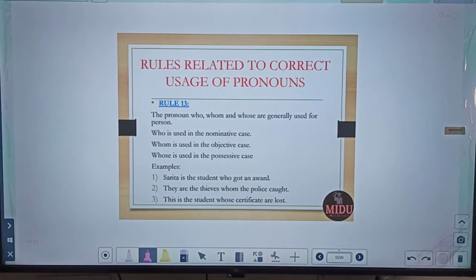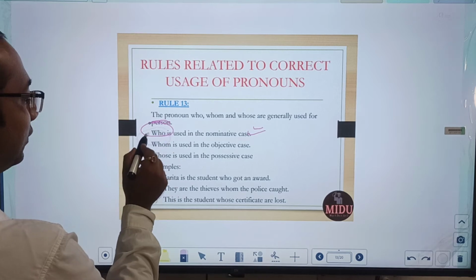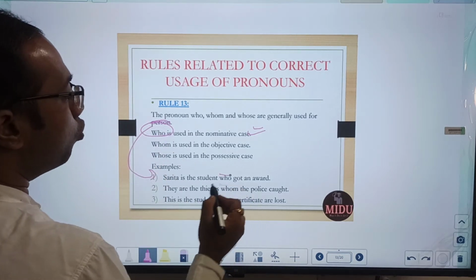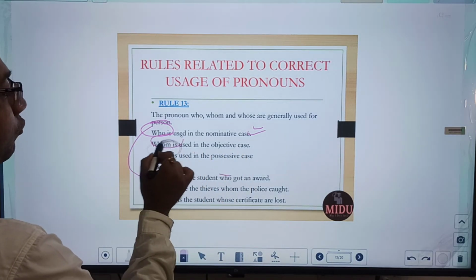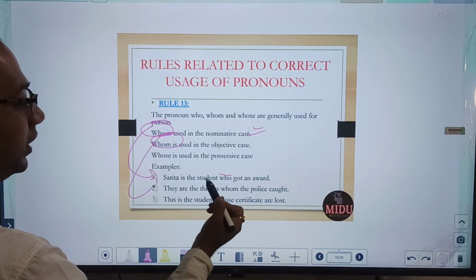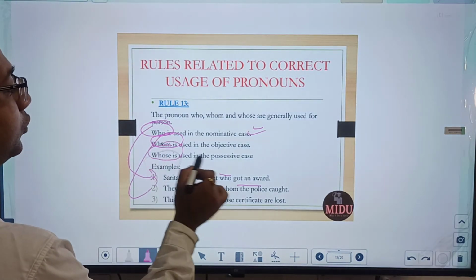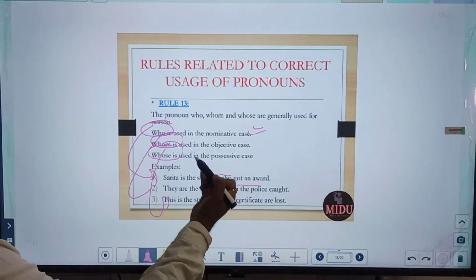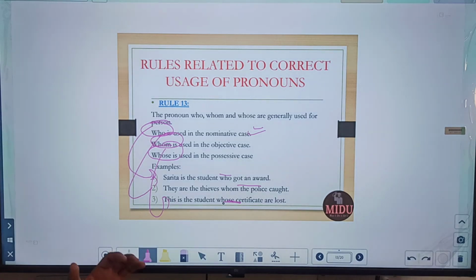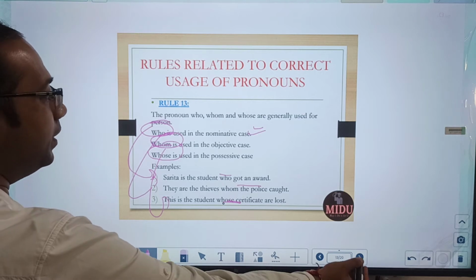The pronouns who, whom and whose are generally used for persons. So who is used in nominative case. Let us see the example. Sarita is the student who got an award. So nominative case referring to Sarita, use who. Whom is used in objective. They are the thieves whom the police caught. So here it is objective case, we will be using whom. Whose is used in possessive. This is the student whose certificate. Possession, use whose. So who, whom and whose, depending upon which case it is, nominative, objective or possessive, make the use. Next rule.